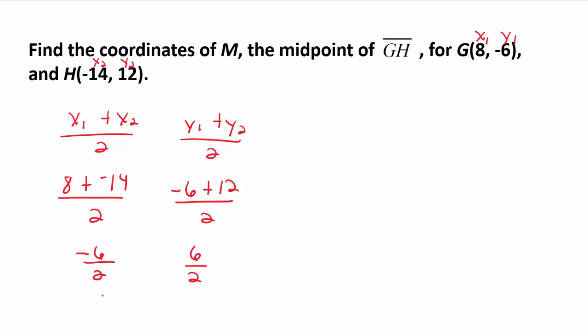-6 divided by 2 is -3. 6 divided by 2 is going to be 3. And your coordinates for your midpoint, M, is going to be -3, 3.